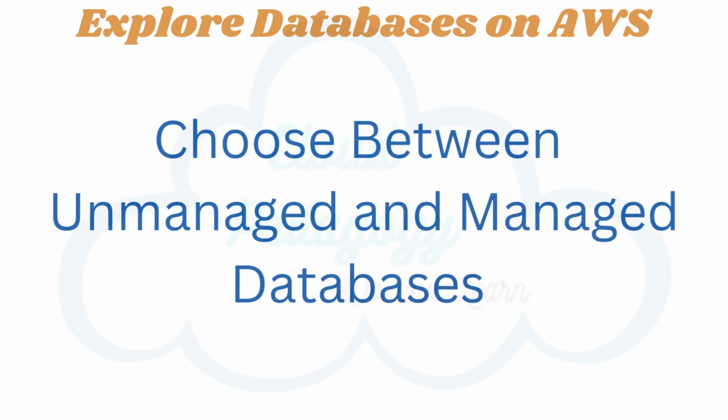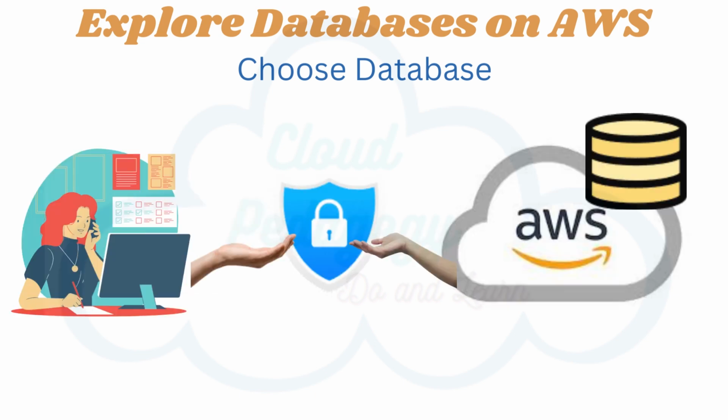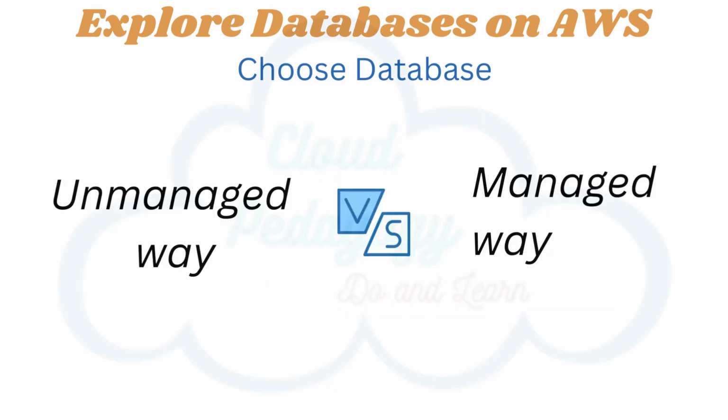Now our next step is to choose between unmanaged and managed databases in AWS. If you want to run a relational database on AWS, you first need to select how you want to run it, the unmanaged way or the managed way. The paradigm of managed versus unmanaged services is similar to the shared responsibility model. The shared responsibility model distinguishes between AWS and customer security responsibility over a service. Similarly, managed versus unmanaged can be understood as a trade-off between convenience and control.